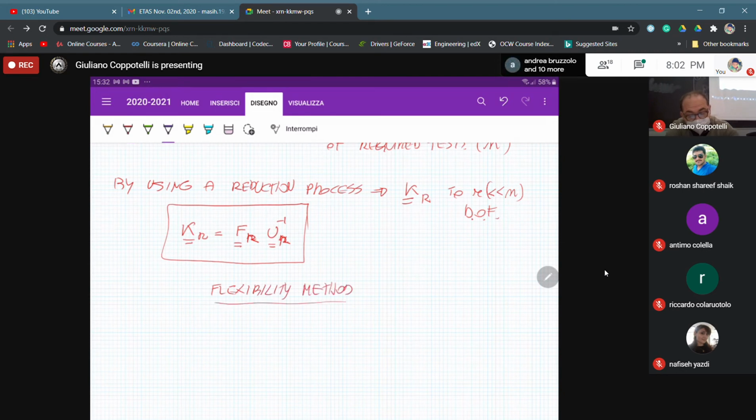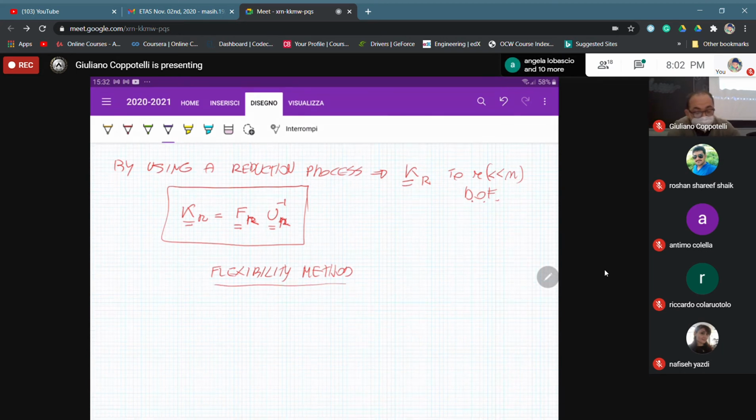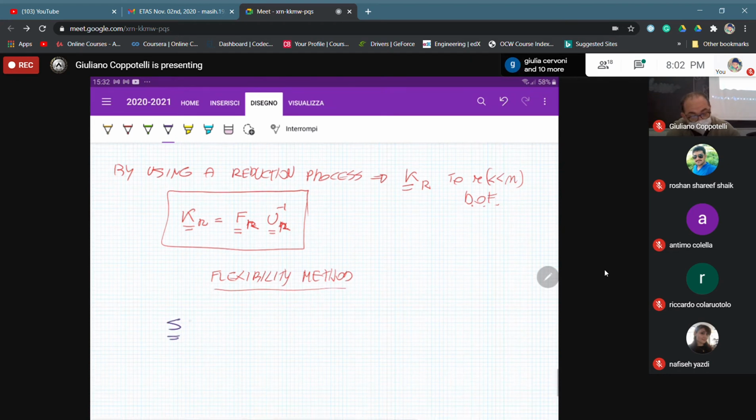And as you can see by yourself, this method is based on the evaluation of the static elasticity from the flexibility point of view. Okay, so what we are writing now is S times F is equal to U. Okay, that is just the same problem but written in terms of flexibility matrix. And that is your flexibility matrix.